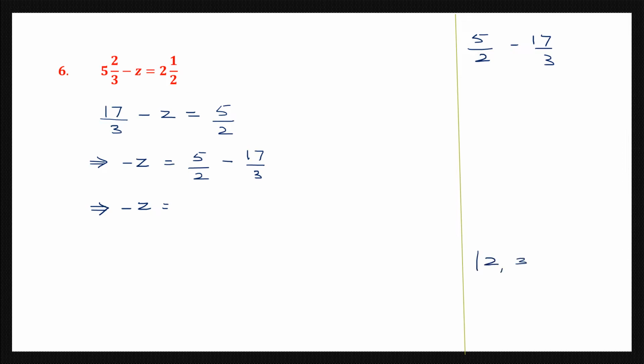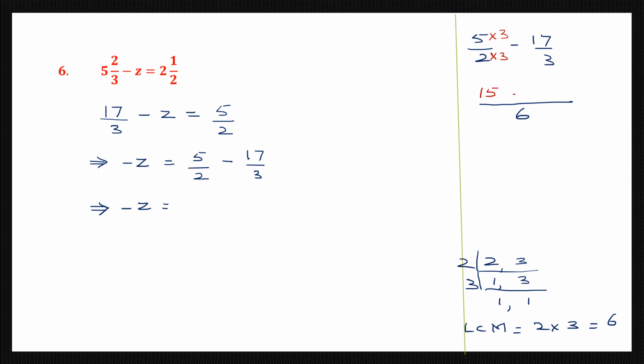So let's do that. Let's start with 2. 2 1s are 2, and then we bring down 3, and then we do it with 3, 3, 1 and 1. So the LCM here is 2 into 3, which is 6. So now let's find the new numerators. So 2 3s are 6, therefore 5 3s will be 15, minus 3 2s are 6, so 17 into 2 is 34. So here what do we have?